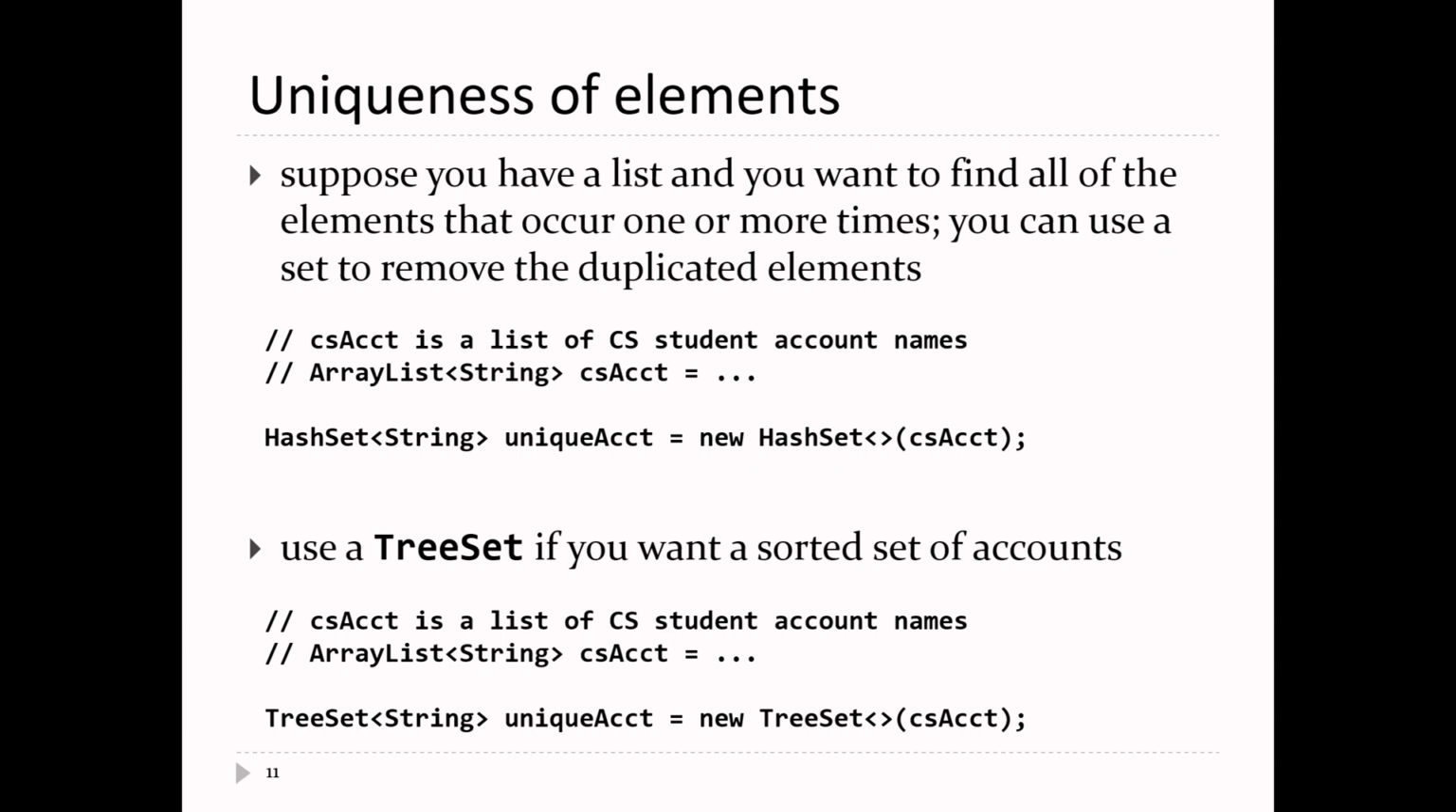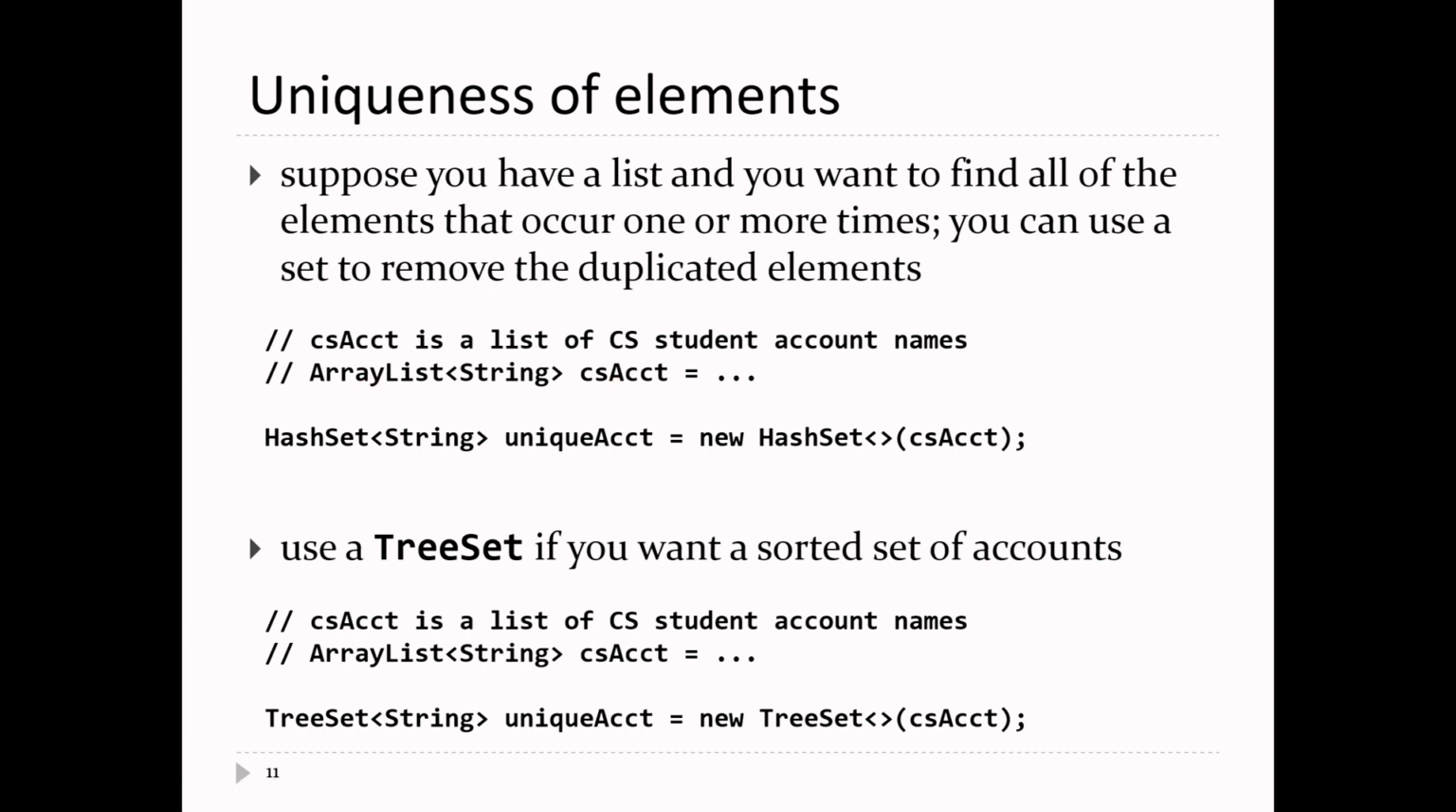All right, so one of the things it's designed for is to ensure uniqueness of elements. So suppose you have a list. I want to find all the elements that are duplicated, so all the elements that occur one or more times. You can use a set to get rid of all the duplicated elements. So imagine that you have a list of account names.